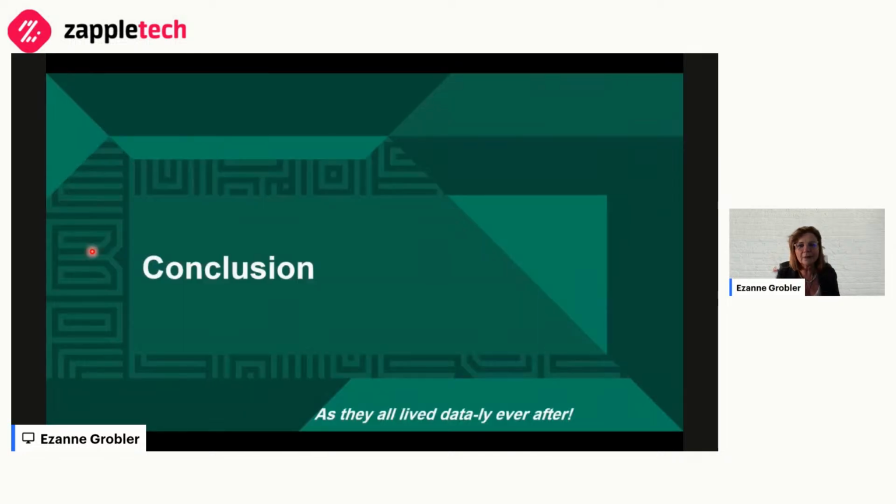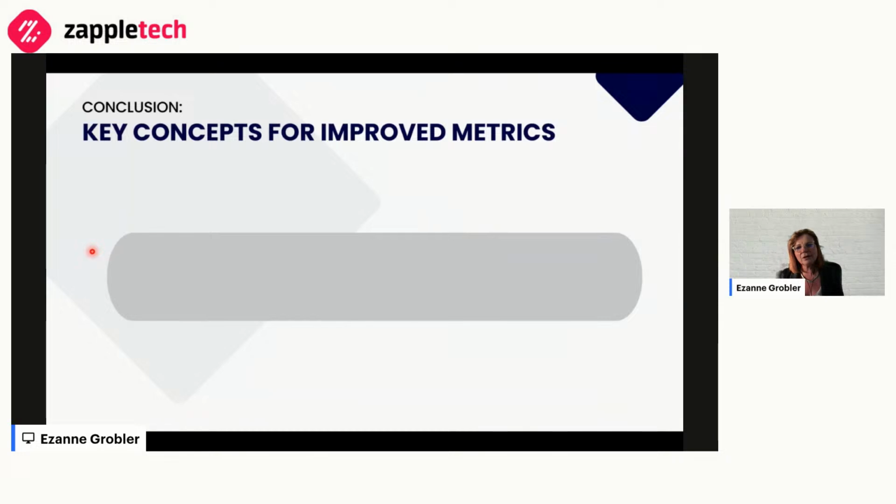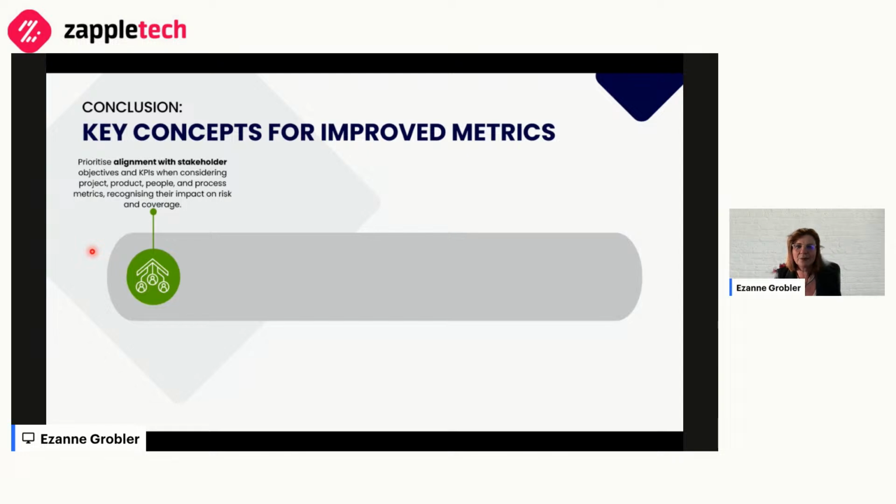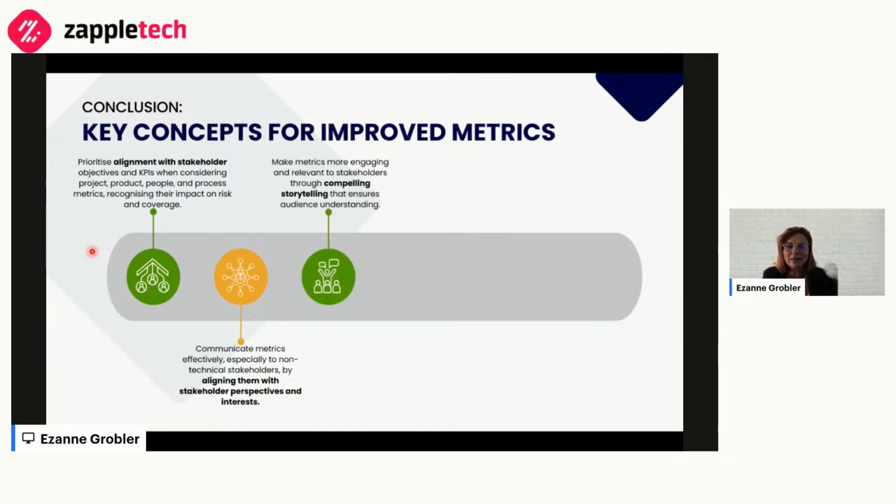So what is the conclusion? The conclusion ultimately is prioritize the alignment with stakeholders. Start there. Don't do this as an afterthought, but start with your alignment with your stakeholders. Understand their KPIs. Understand what they want to get out of the program. What do they want to get out of testing?